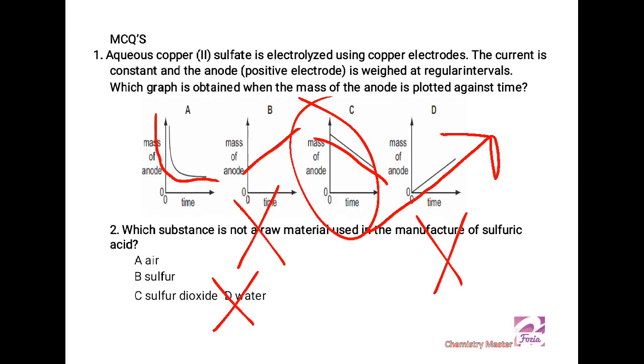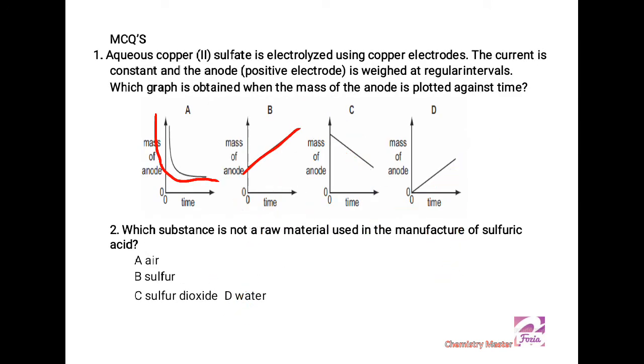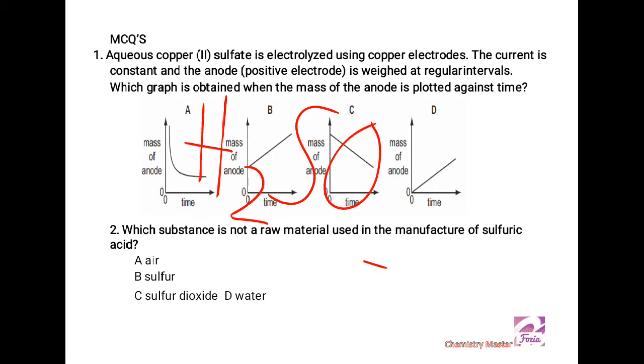Now we see which substance is not a raw material used in the manufacture of sulfuric acid. Sulfuric acid is the king of compounds. Formula H2SO4. It's a very strong, concentrated mineral acid, and it is prepared by the oxidation of oxides of sulfur. So we see sulfur dioxide is used. Yes, sulfur is used and water is used to convert the oleum to acid, but not the air.